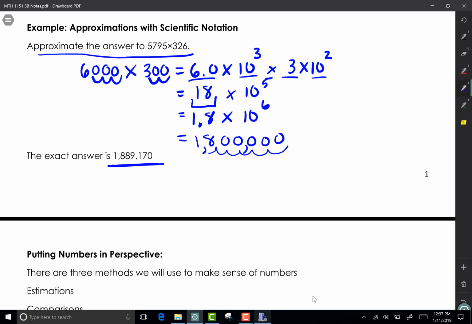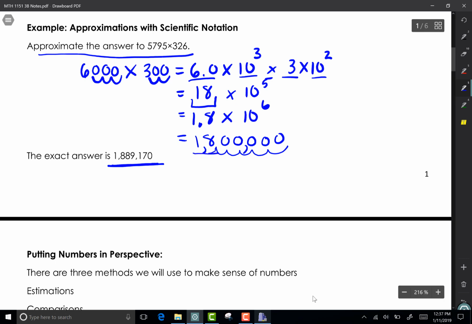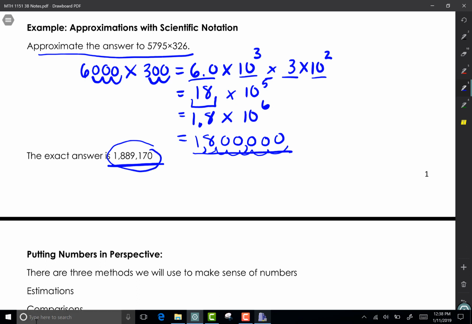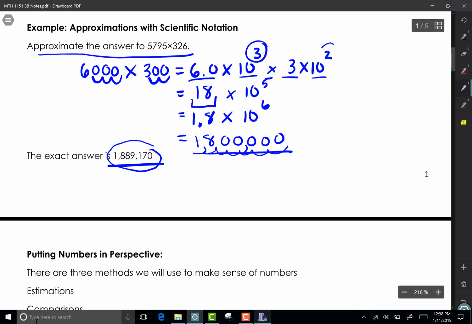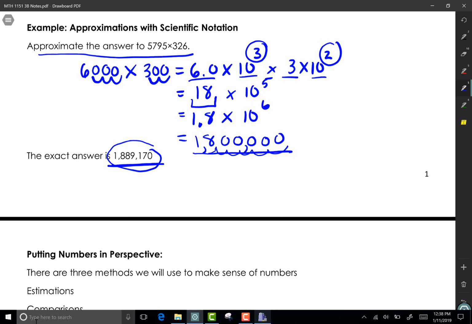So we just approximated 5,795 times 326 by rounding, putting it in terms of scientific notation. And so our approximation is 1,800,000. And the exact answer is 1,889,170. So if you're comfortable with your exponent rules, you can quickly approximate just by using your exponent rules with powers of 10.